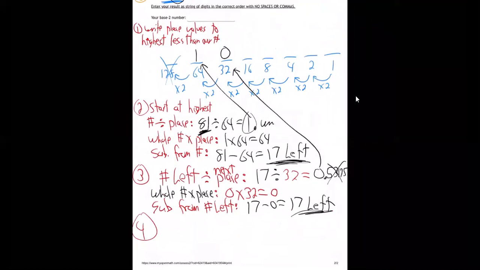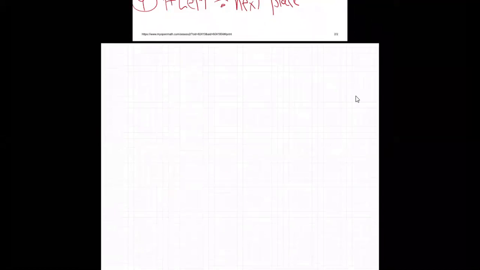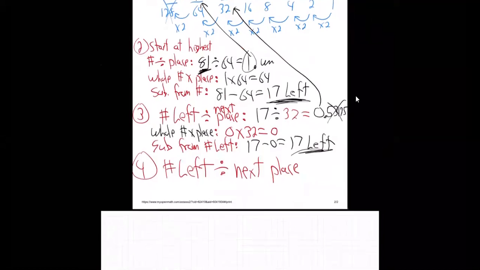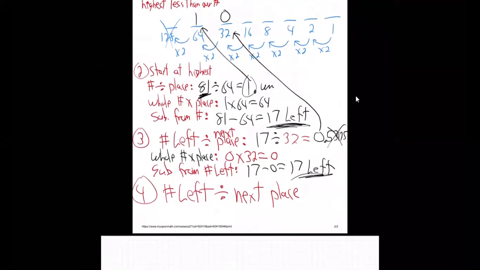So step number 4. Again, divide the number left by the next place. What's the next place? The next place is the 16's place. So I'm going to say, okay, the number left, 17 divided by 16, it'll be 1 point something or other.